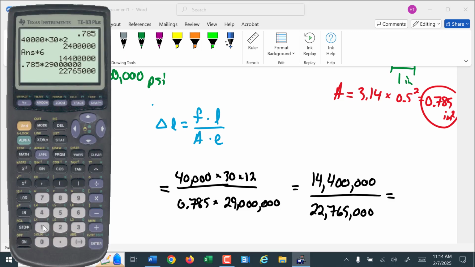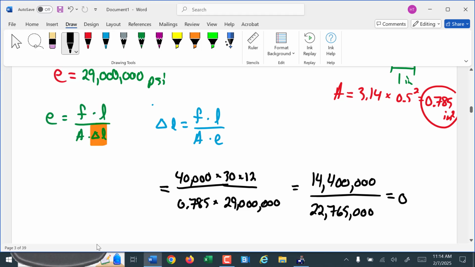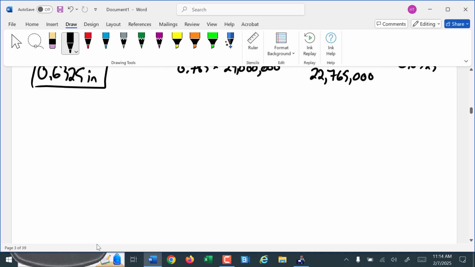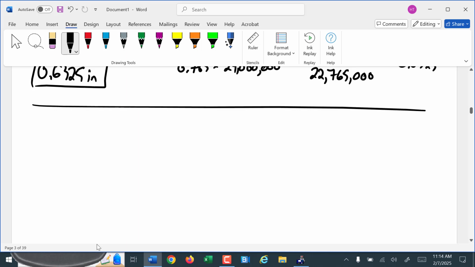We divide that out. I'm going to leave off the 3 zeros on the end of each number. We get 0.6325 inches. So that's 0.6325 inches that cable is going to elongate. So again, whatever you need for clearance on bottom, you need to shorten it up by 0.6325 inches. Any questions there?